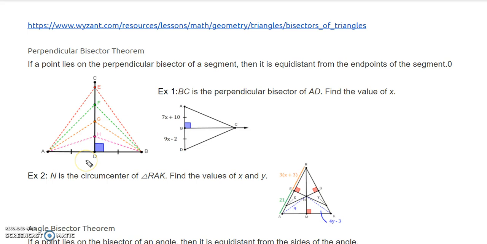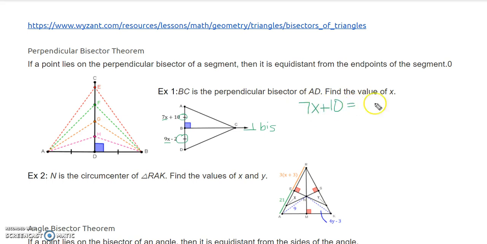So let's take a look at examples that might use these properties. So example 1 says BC is the perpendicular bisector of AD. So we already know this is the perpendicular bisector, and we want to find the value of X. Well, here's x. Well, what do we know? If it's a perpendicular bisector, that means it splits this segment into two equal pieces. So how do we set this up? Well, we set it up algebraically.